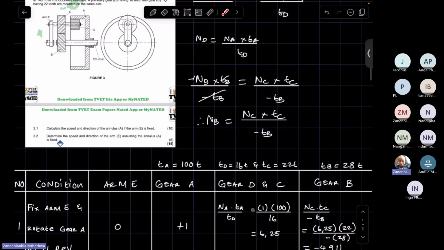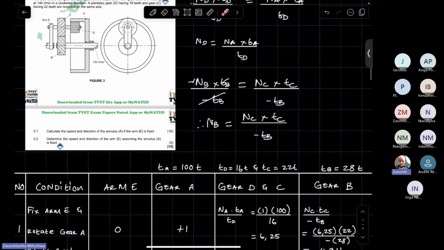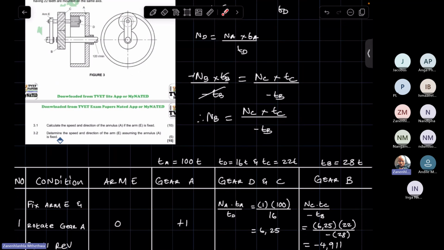Now, the two assumptions can sometimes be given in the statement, or sometimes you can be given one assumption in the statement, and then the second assumption you get in the sub question, which is the case for this problem. If you look at 3.1, they say calculate the speed and direction of the analysis. So out of the three things you need to complete a condition, you already have one, which is what you're looking for. So you're looking for the rotational frequency of gear A, if the arm E is fixed. So they've given you one assumption: arm E is fixed.